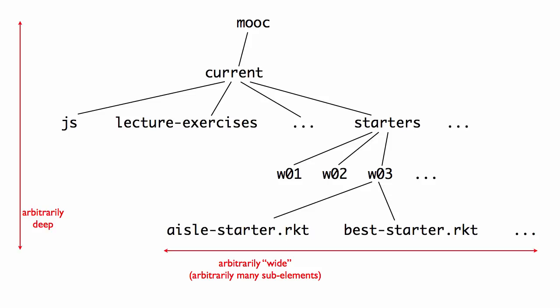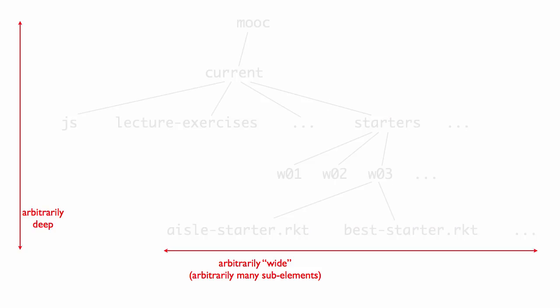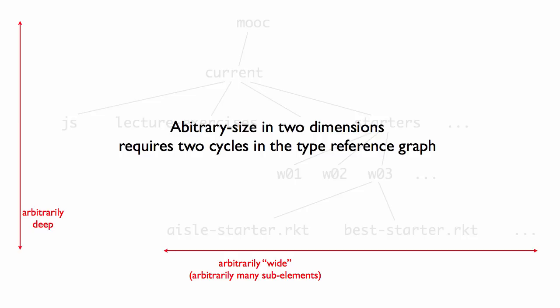Now, in order to deal with this arbitrary sized in two dimensions structure, the key thing that we're about to see is that it's going to require two cycles in the type reference graph. Remember, in order to have an arbitrary sized list, we had one self-reference cycle in the type reference graph. Here we're going to see that we end up having two of them. So now let's turn to Dr. Racket and start looking at that.